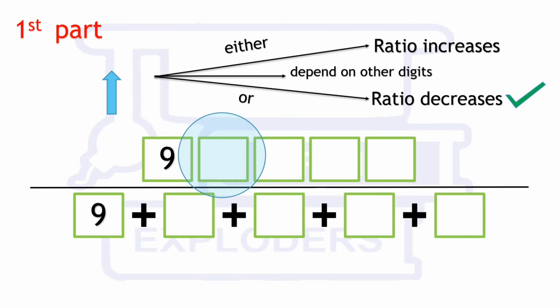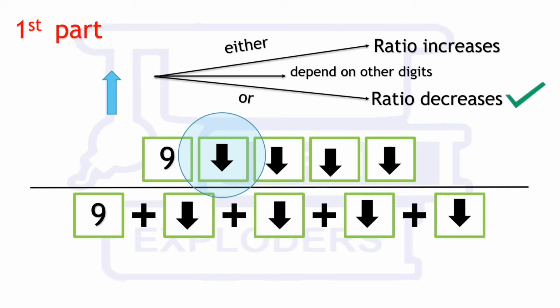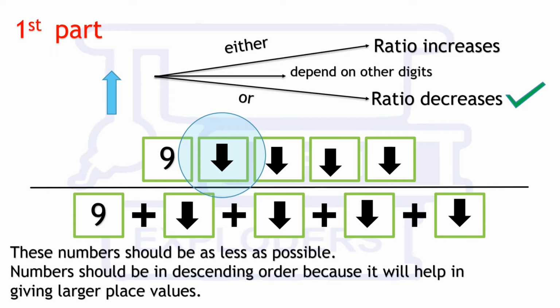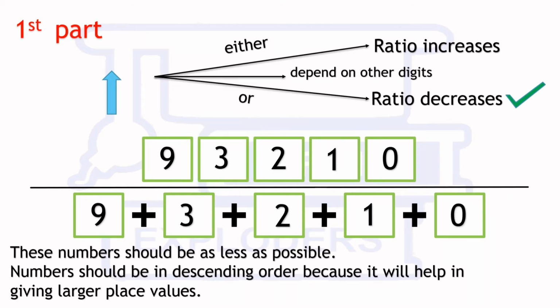Now let's move to our second digit. If we check it by logic or by calculations, we will get that the ratio decreases on increasing this number. Since we have to maximize the ratio, we have to decrease this number. So we will fill in as small a number as possible, but we cannot repeat the numbers, so we cannot fill 0 in all the places. So the digits should be as small as possible, and also in descending order because it will help in giving larger place values. So our number is 93,210.